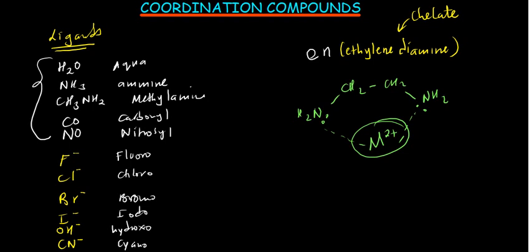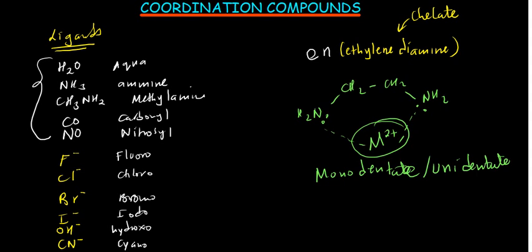So a ligand that can form only one bond is called monodentate or unidentate. And one which can form two, we call it a didentate. And something that can form more than two, we're going to call it a polydentate.